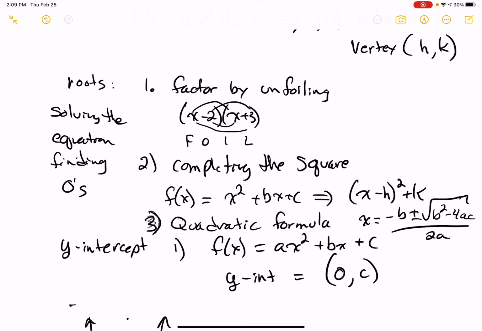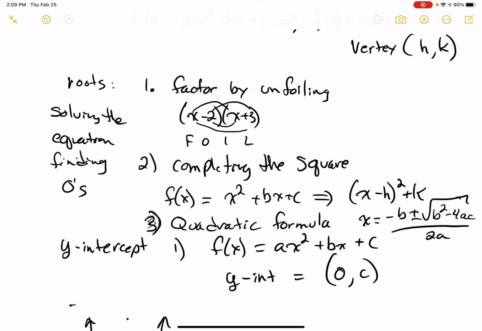I call it unfoiling. I think I'm the only one that does. Because remember, FOIL, you guys know foiling, right? First, outer, inner, last is how you multiply it out. Unfoiling means that you take it from its trinomial and turn it into its two linear factors.